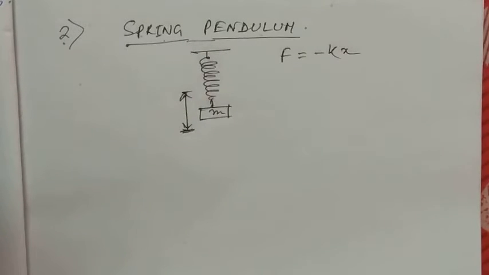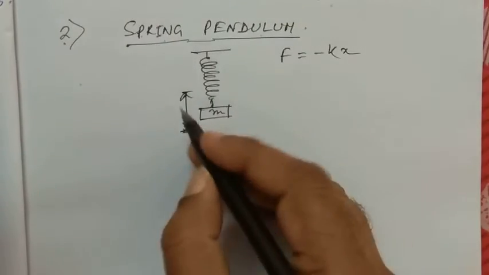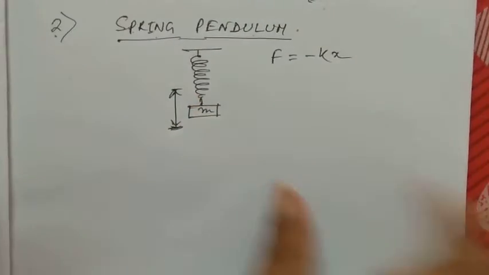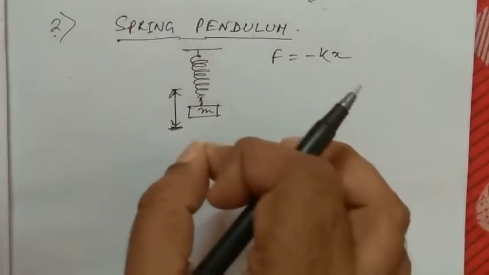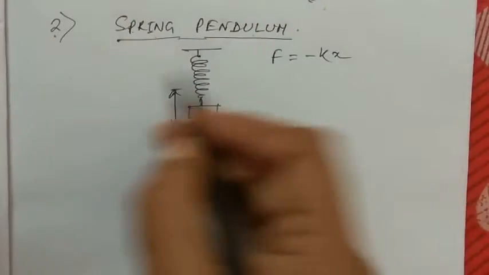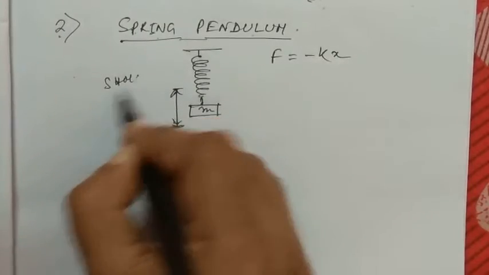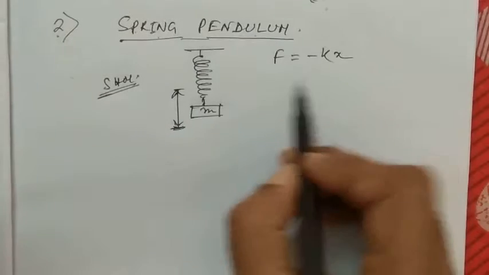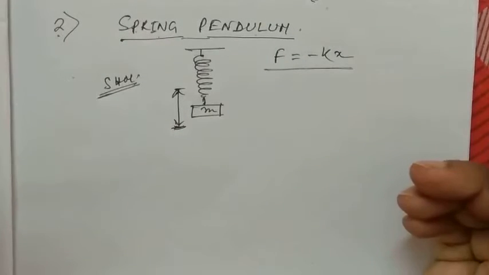Clear? Now, for small linear displacements, very small linear displacement, linear means in this line downwards, the motion of the spring pendulum is simple harmonic. So this is an SHM, as I have said. Now for this problem, we start with F is equal to minus kx.